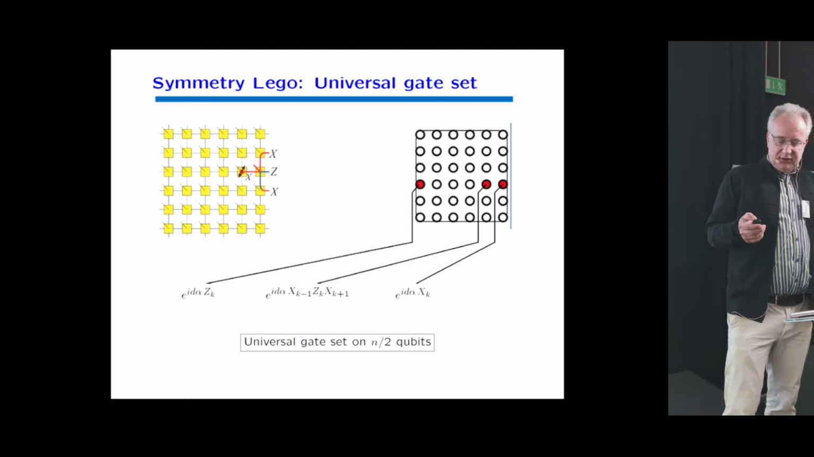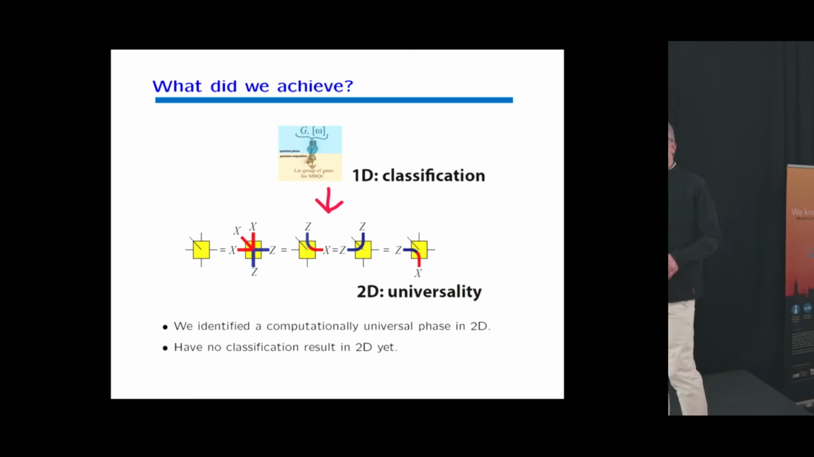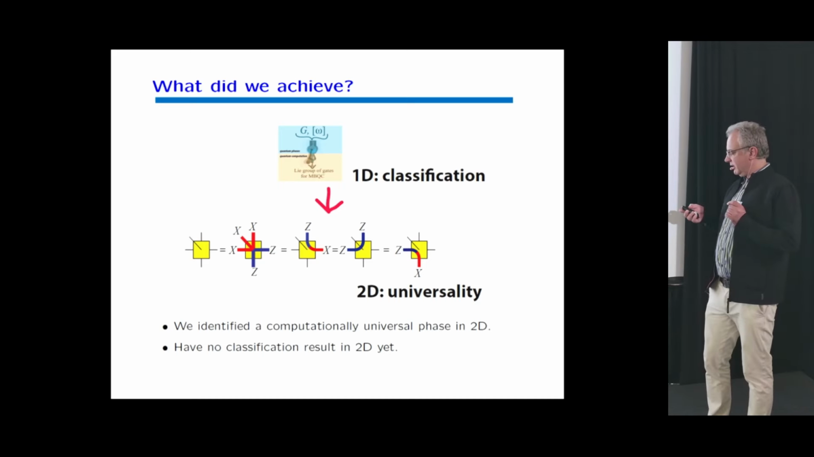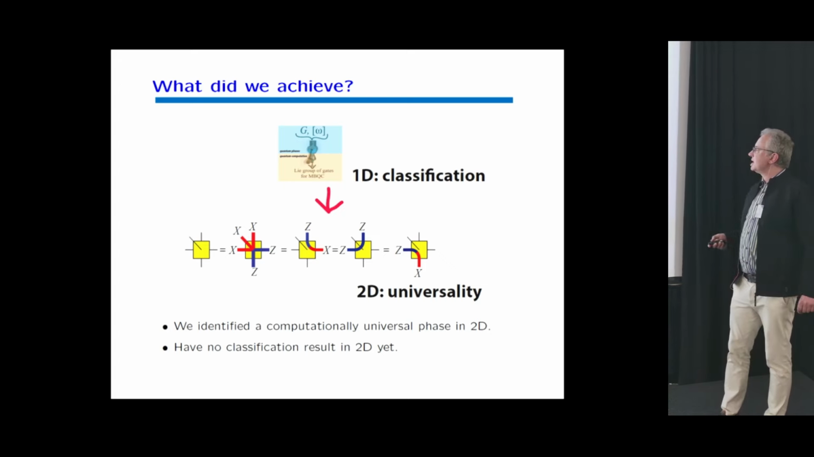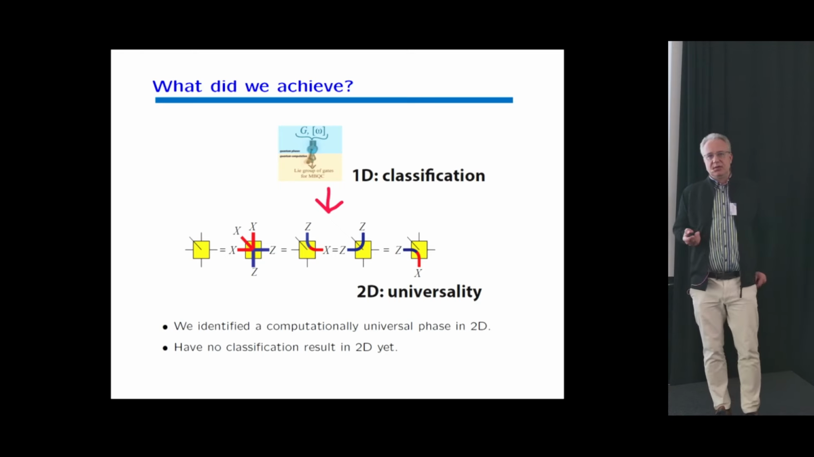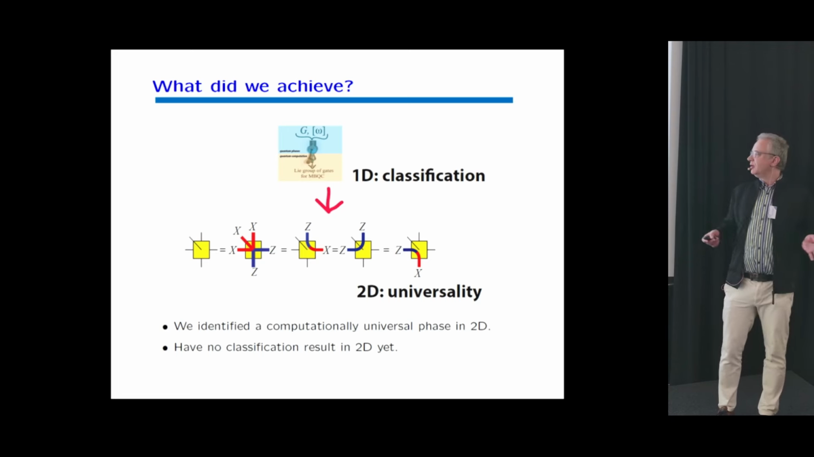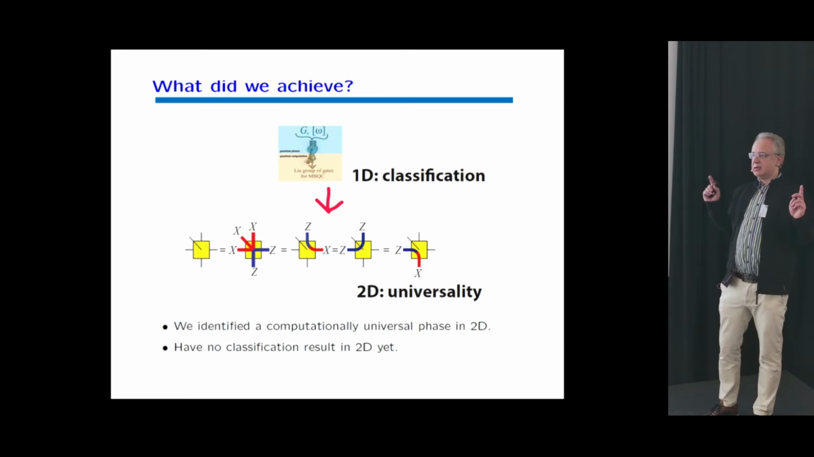I think it's time for me to conclude. So let me summarize what we achieved, and also let me tell you a little bit about the work that's currently going on in my group in this regard. So we had previously achieved a classification in one dimension, at least for certain symmetry groups. And in 2D, we have no classification but examples. We presented a first example of a computational universal phase, and by now people know quite a few more of these phases. But they are essentially cluster state-like on various lattices.